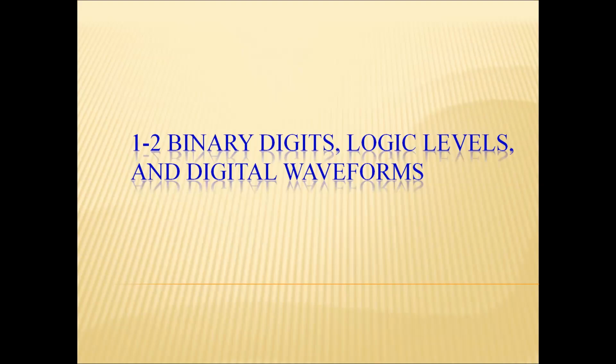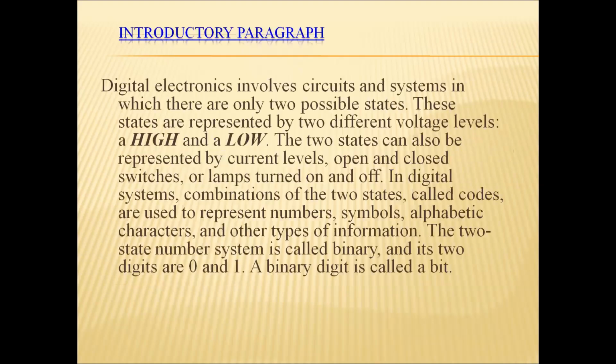Now let us come to binary digits, logic levels, and digital waveforms. Digital electronics involves circuits and systems in which there are only two possible states. These states are represented by two different voltage levels: one is high and another is low. The two states can also be represented by current levels, open and closed switches, or lamps turned on and off. In digital systems, combinations of the two states are called codes. So there will be a set of arrangements.